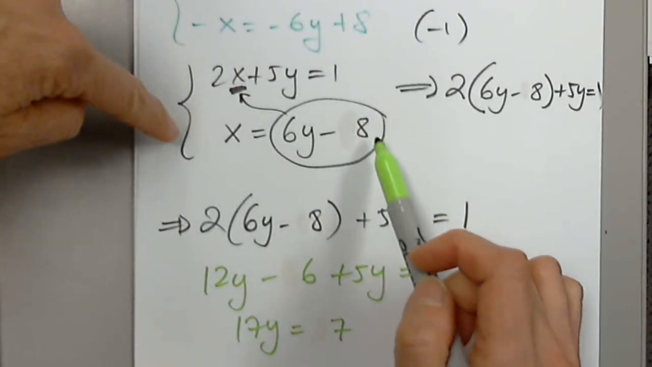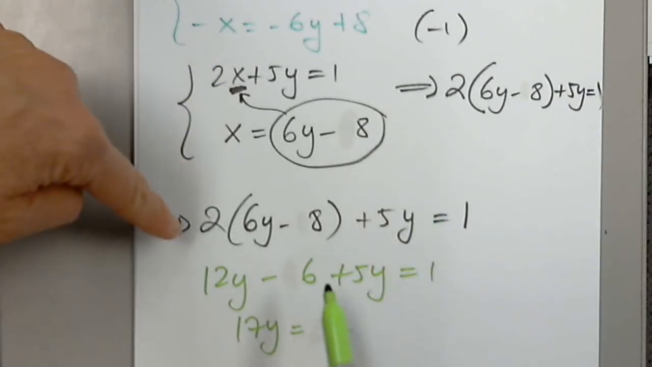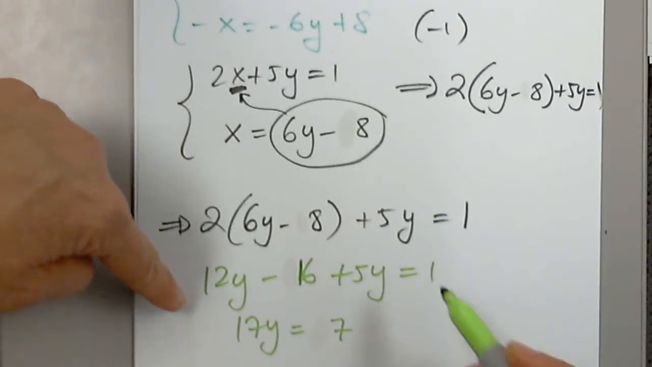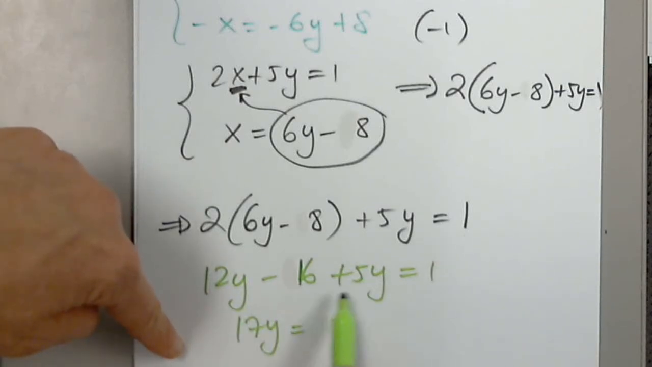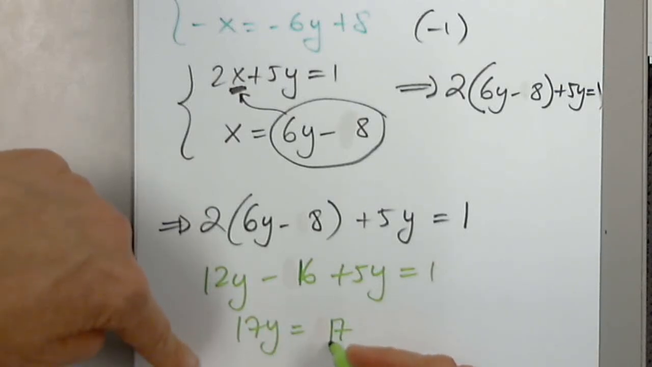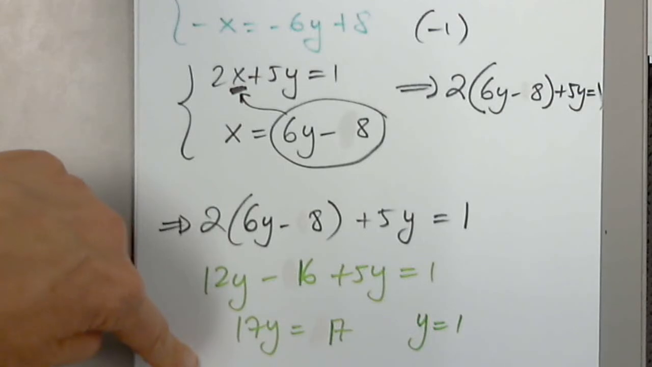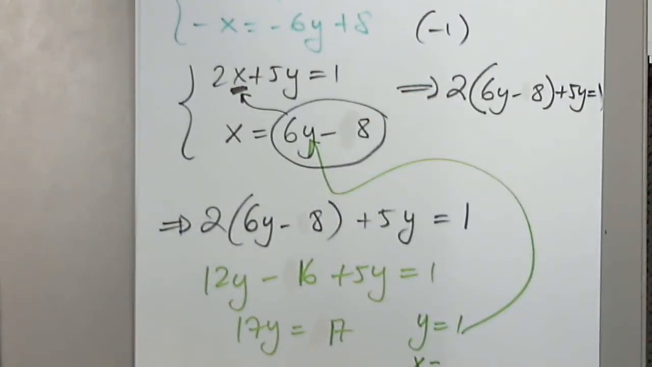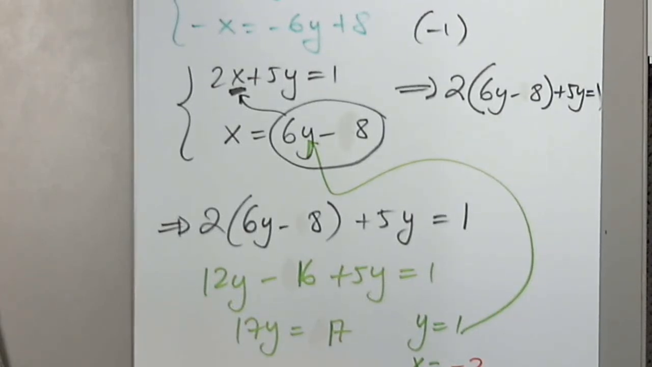Okay, 6y plus 8, 6y minus 8, correct. That's 12. That's 16. That's 5y, that's 1. That's 17, and that's 17. Okay, so then y equals 1. With y equals 1, I go back, and I determine x. How much is x? Very good. So the solution appears to be -2, +1.